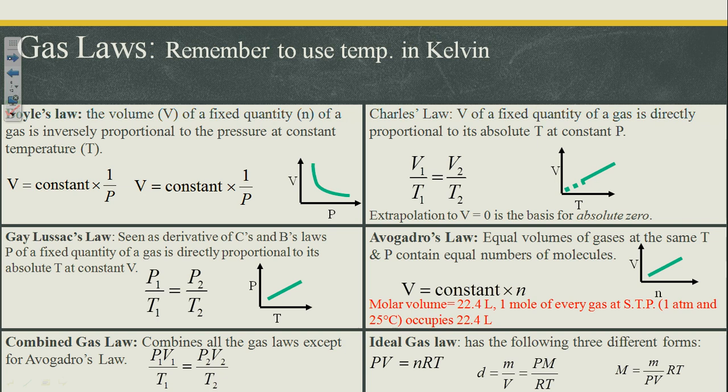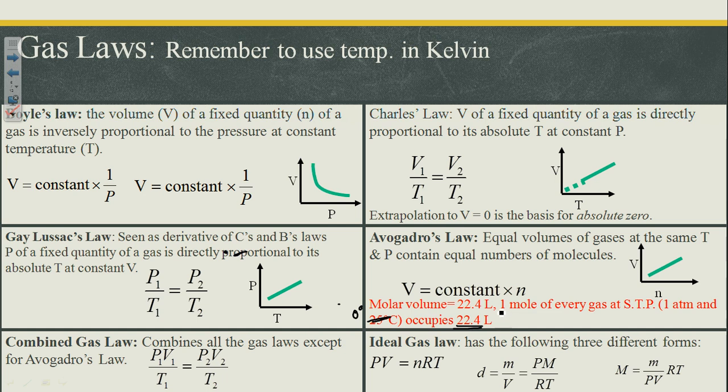Avogadro's law also talks about the concept of molar volume, which says 1 mole of any gas at STP, or standard temperature and pressure, which is 1 atmosphere and 0 degrees Celsius, not 25 degrees, guys, that's RTP, occupies 22.4 liters of volume. So molar volume is 22.4 liters for 1 mole of any gas at STP.